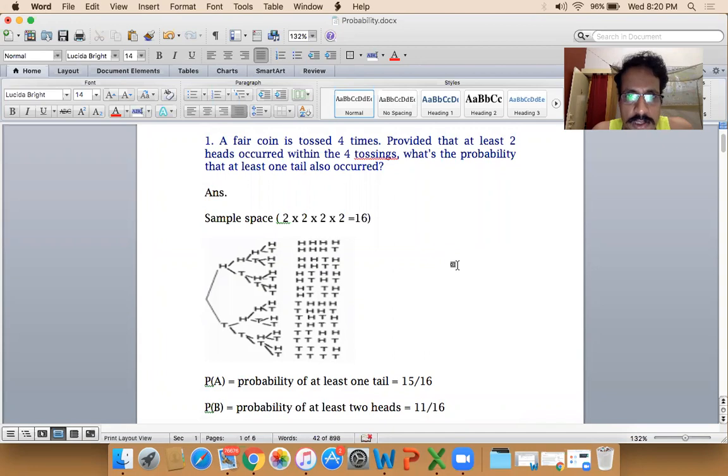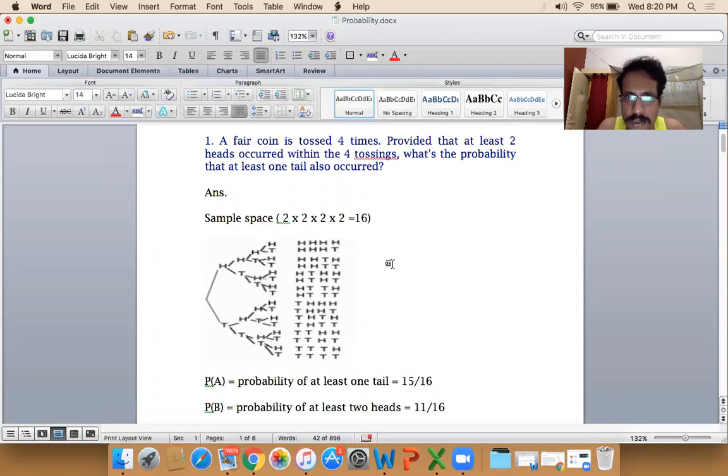So the first question in this series belongs to a series of 7 good probability questions. The first question is that we are tossing a coin 4 times, provided that at least 2 heads occur within those tossings, and the probability is to be found that at least one tail also occurred. So 4 times you are tossing the coin, so H, H, H, H, H, H, H, T.